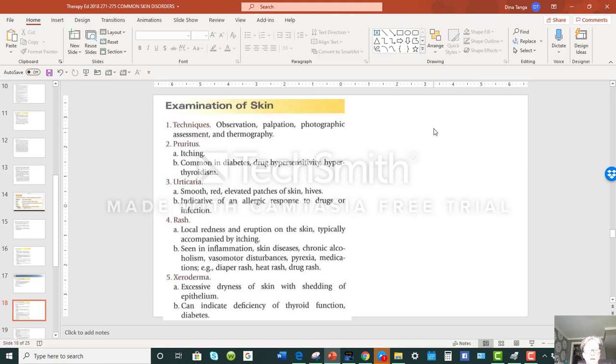Urticaria. Smooth, red, elevated patches of skin, indicative of an allergic response to drugs or infection.